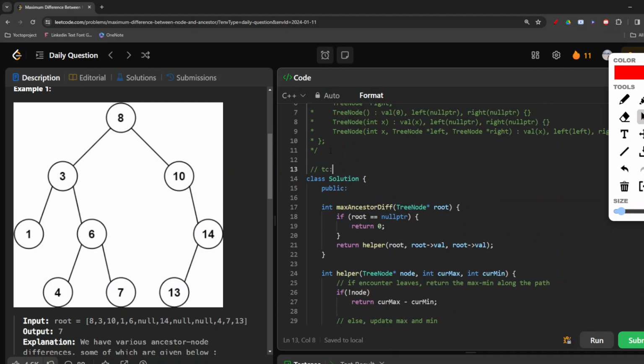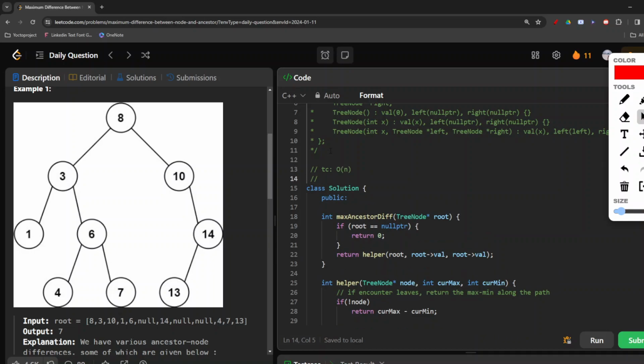So here the time complexity becomes order of n, and the space complexity becomes order of 1 when we don't consider the internal stack; else it would be order of n. So this was all for this particular question.